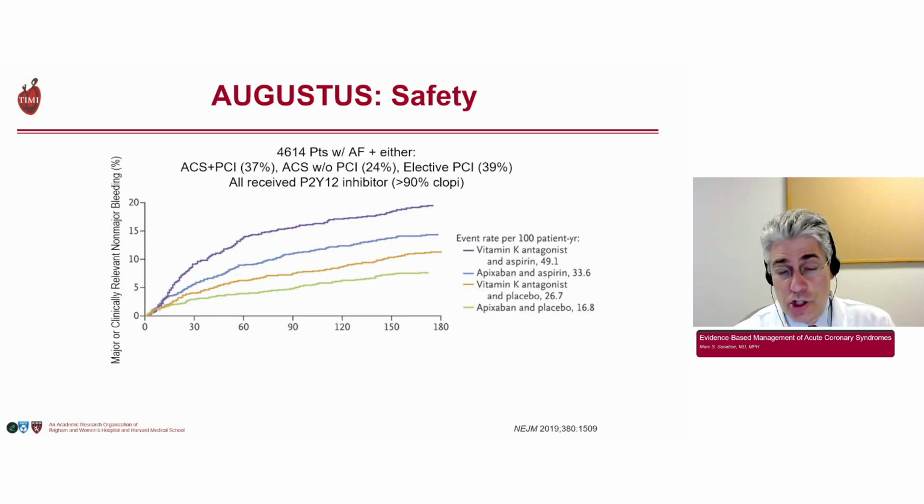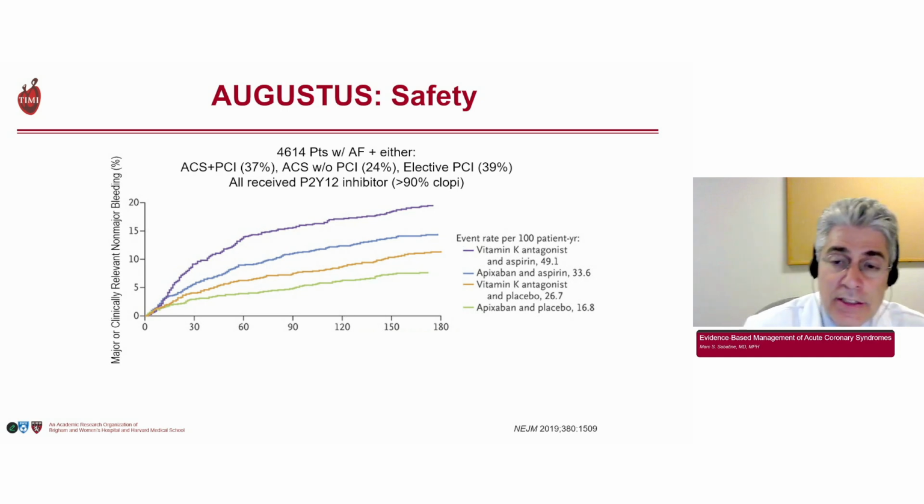This was studied in a large trial, the AUGUSTUS trial, which showed that dropping aspirin significantly decreased the risk of bleeding by about 50%, with no clear increase in the risk of ischemic events. And so therefore, that's what we do. Rather than give triple therapy, we would drop the aspirin.